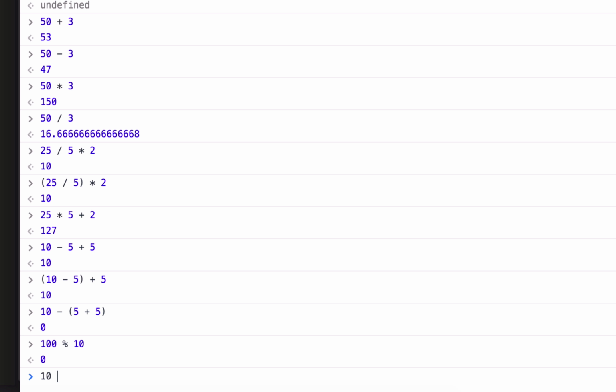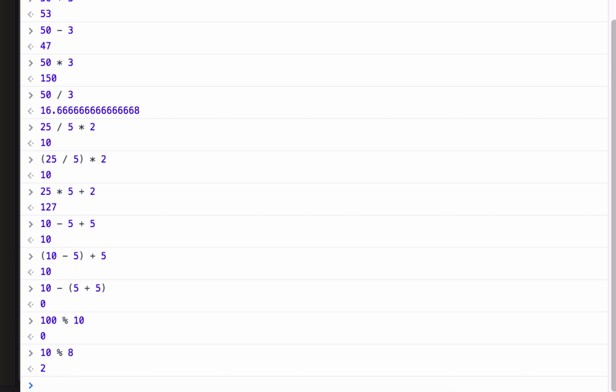Same goes with 10 % 8. The remainder for this would be 2. This is an important symbol to consider because you'll see it around in JavaScript. So just know that it's meant to get the remainder of an expression instead of dividing it, because it can get tricky. You can confuse the both rather quickly.